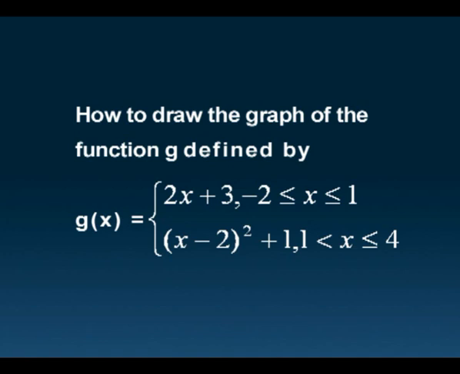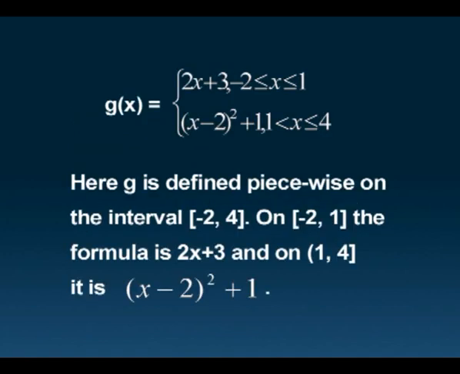Let us see how to draw the graph of the function g defined by g(x) = 2x + 3 in the interval -2 ≤ x ≤ 1, and (x - 2)² + 1 for 1 < x ≤ 4. Here g is defined piecewise on the interval [-2, 4]. On [-2, 1], the formula is 2x + 3 and on (1, 4] it is (x - 2)² + 1.